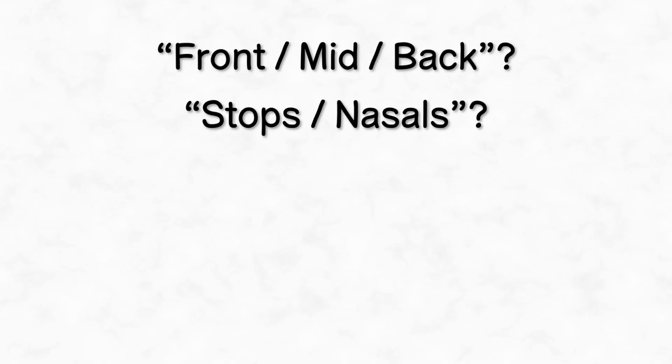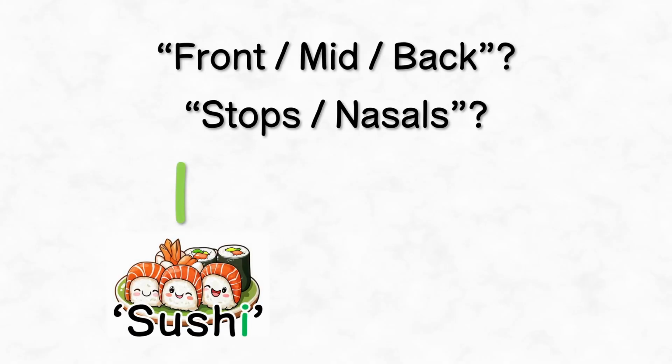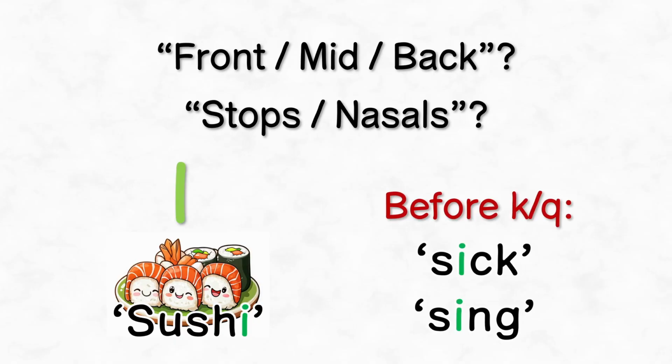Remember how I told you that the letter I makes the E sound? Well, that was only partly true. Here's the one and only exception. If the ending sound is a back consonant, like a K or Q, then it changes into a short I sound, I, like the English words sick and sing. Other letters, like the letter U, can also change depending on mid or back consonants. So we'll get to that in the vowel lesson though.